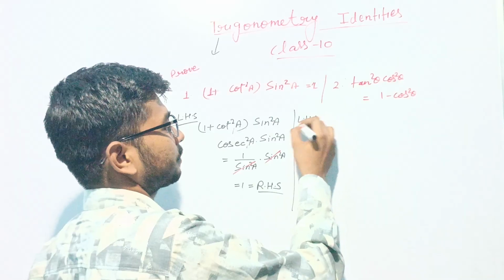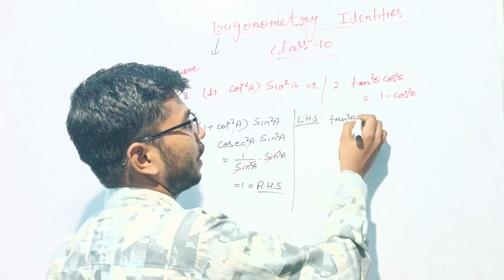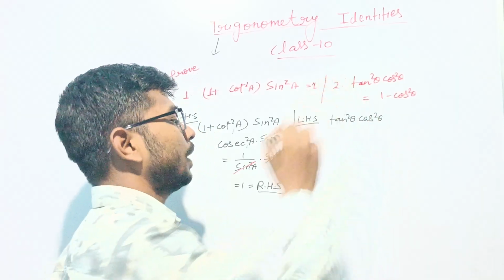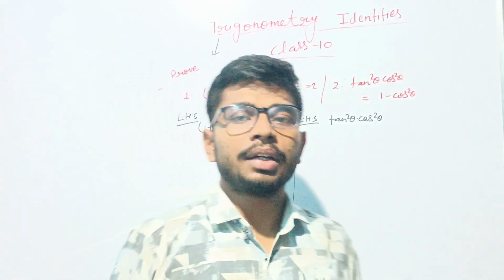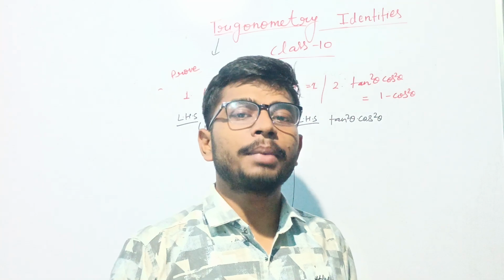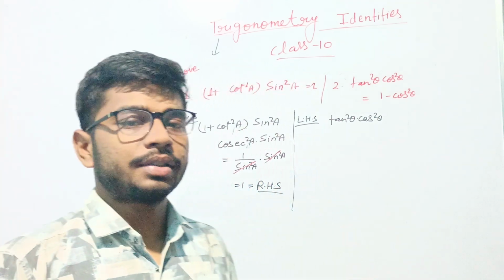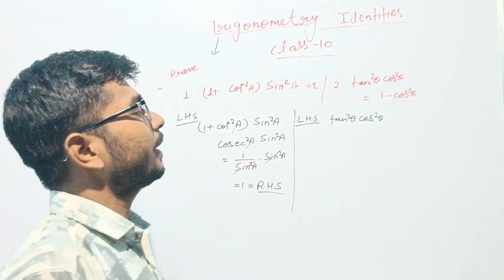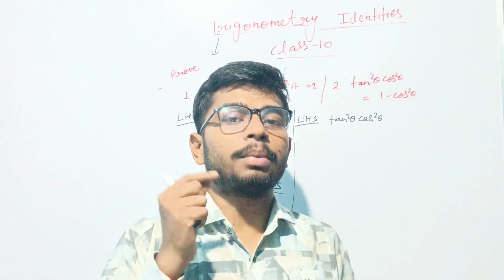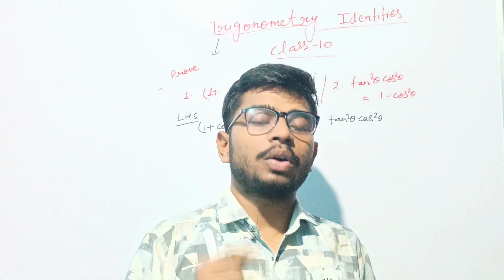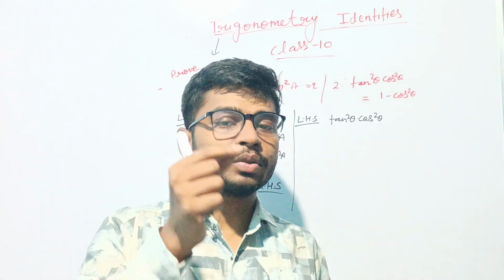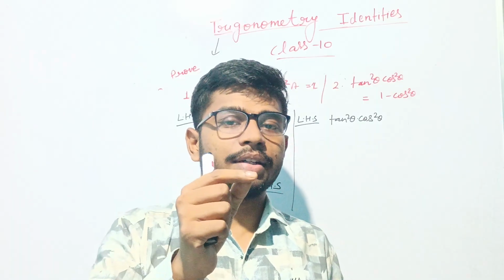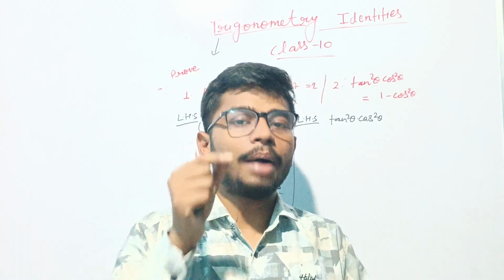Similarly here we can take LHS. What is LHS? Tan square theta and cos square theta, both are in multiplication: tan square theta into cos square theta, and we have to prove 1 minus cos square theta. So for tan square, what can we write? I told you tan theta is sin theta upon cos theta. So tan square theta we can write as sin square theta upon cos square theta.